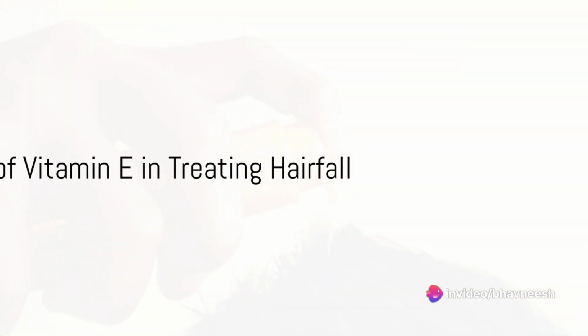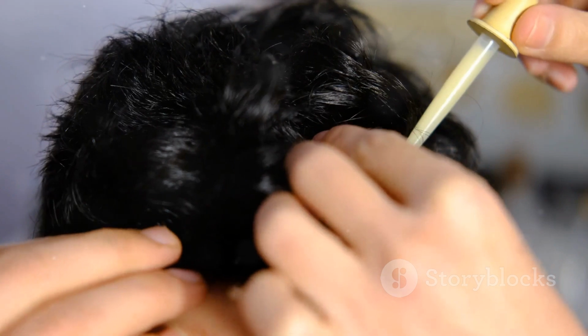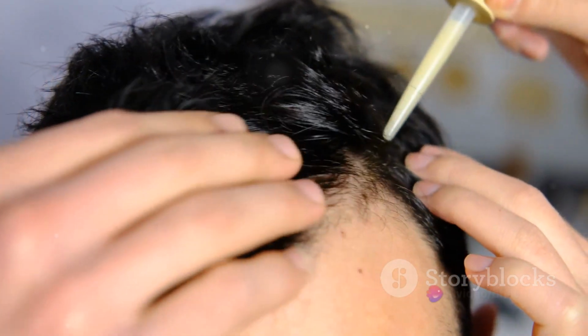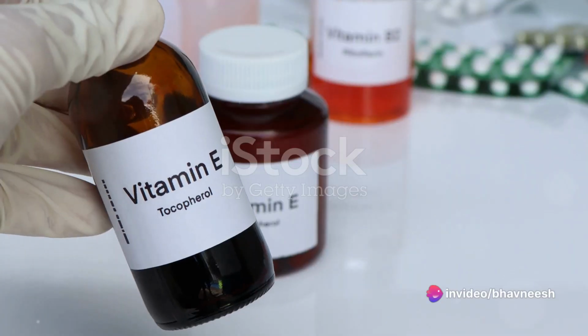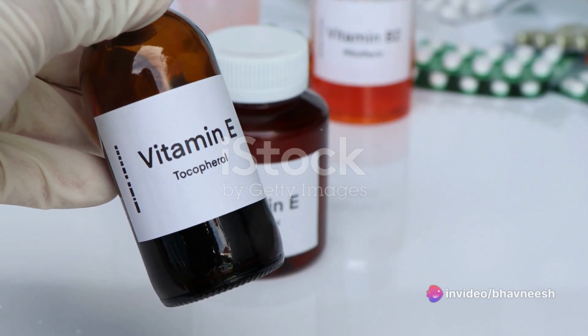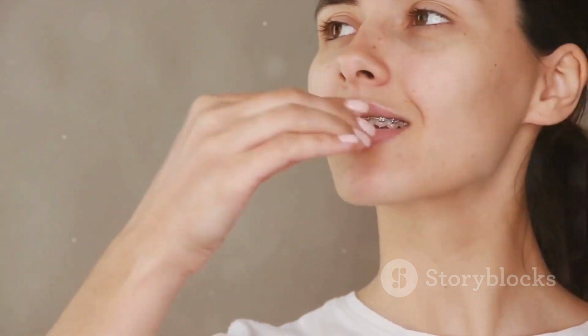Vitamin E is often touted as a miracle cure for hair fall, but is it really? Let's delve into the world of this remarkable nutrient to understand its role in our hair health. Vitamin E is a fat-soluble antioxidant that plays a significant role in maintaining our overall well-being. Its antioxidant properties help reduce oxidative stress in the scalp, which is one of the major causes of hair fall.